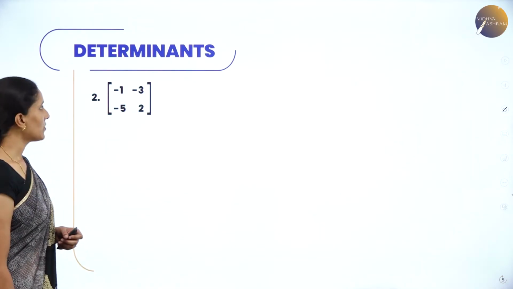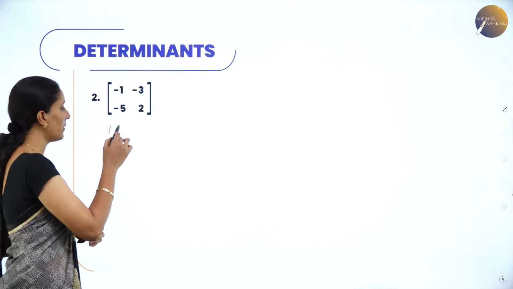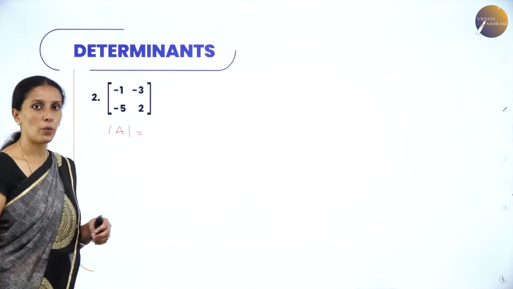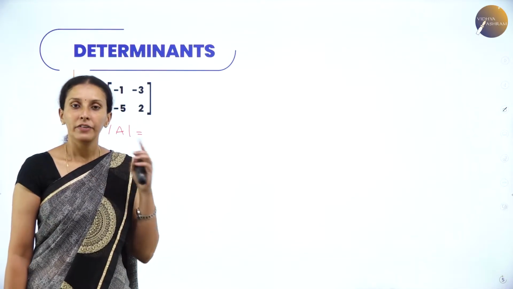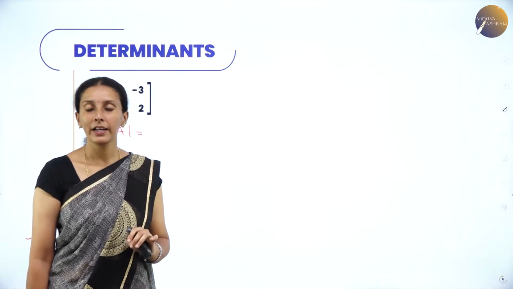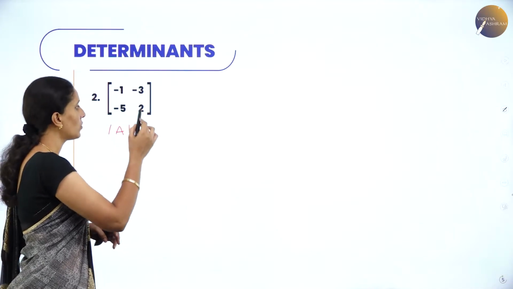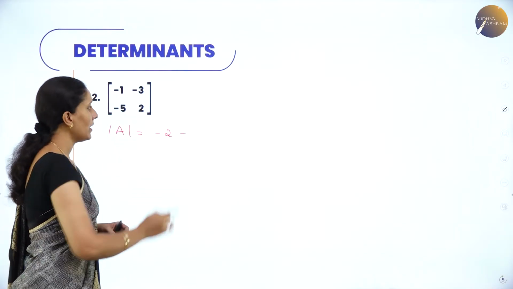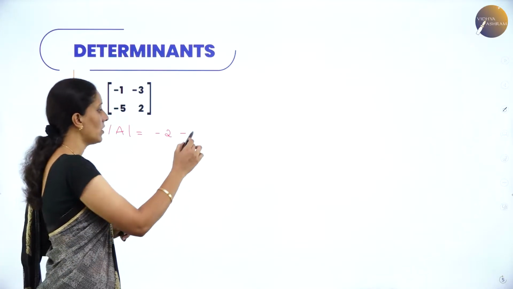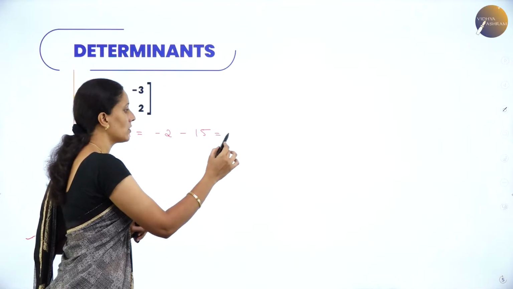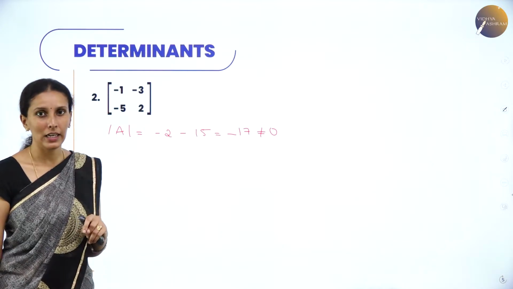Next one, minus 1, minus 3, minus 5, 2. So first let us find out the determinant A. So determinant A is to check whether it is singular or non-singular. If it is singular, no need to find the inverse. If it is non-singular, use the formula and find the A inverse. So here we have determinant A. Minus 1 into 2 becomes minus 2, minus 3 into minus 5 becomes 15, minus 15, so minus 17. This is not equal to 0, hence it is a non-singular matrix.